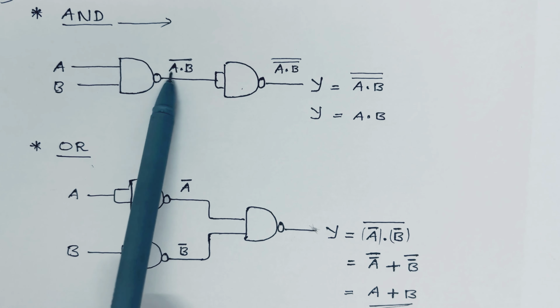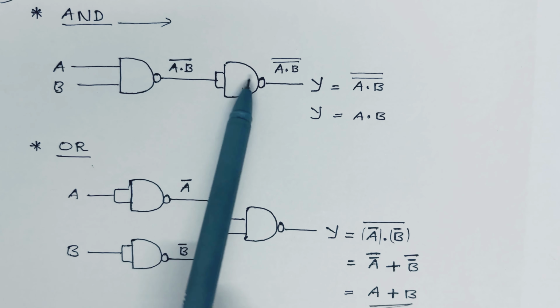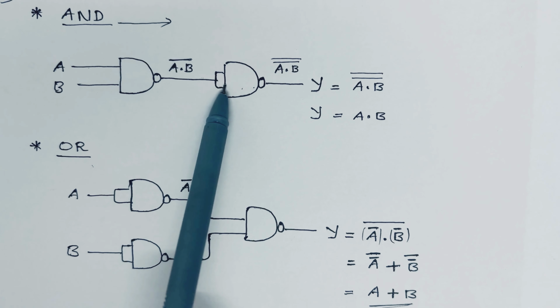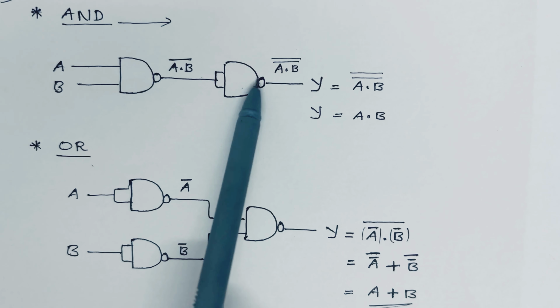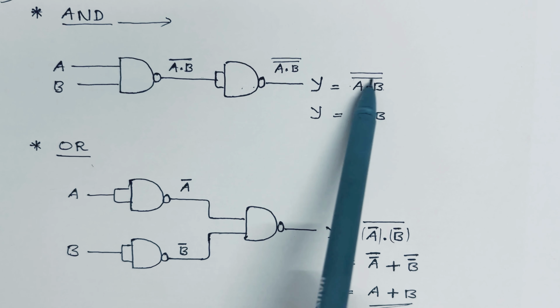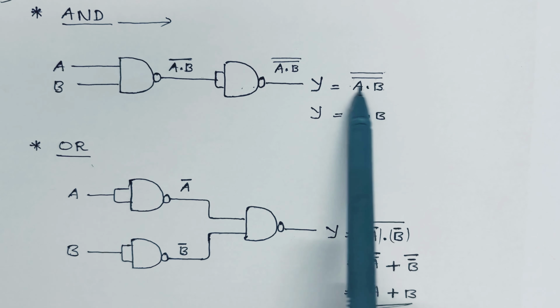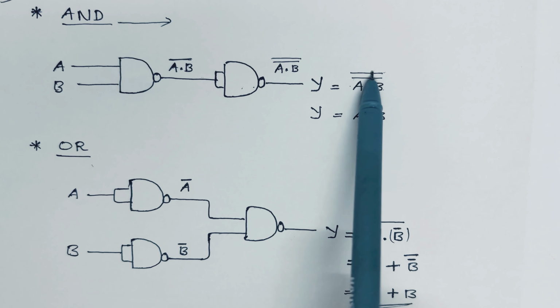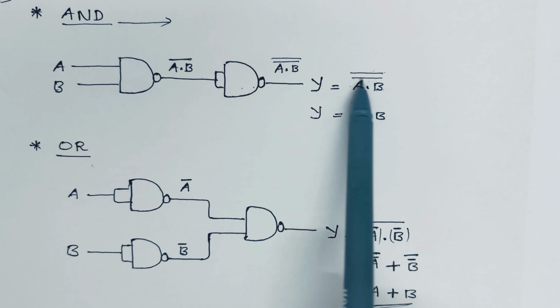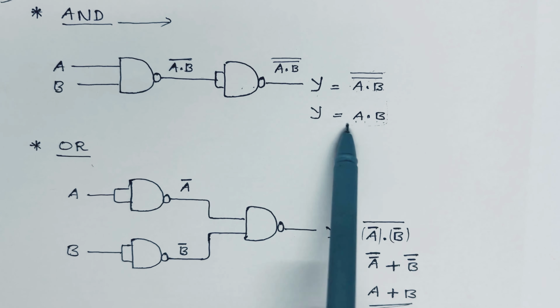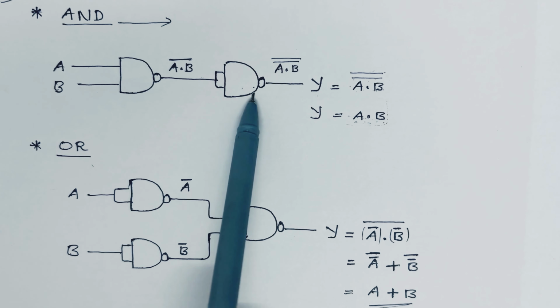So the inputs are A and B to the first NAND gate, and the output will be A dot B the whole bar. Now A dot B complement is given to this NAND gate with shorted inputs, which is working as a NOT gate. So the output will be A dot B complement the whole complement. And we know that A complement the whole complement is A. So A dot B complement the whole complement is the same as A dot B, and this is the operation of an AND gate. So we are getting AND gate operation using NAND gates.